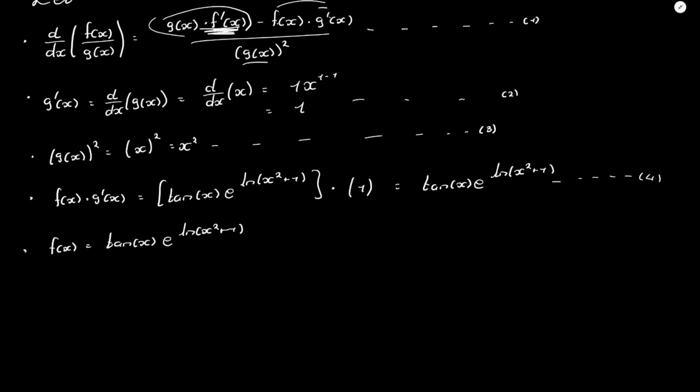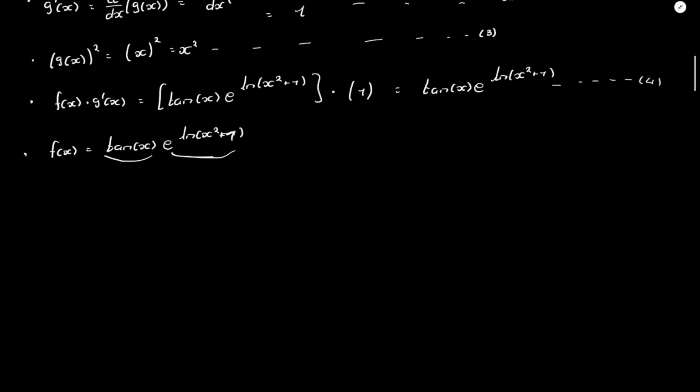So what's the first thing we can notice here? f of x is the product of two functions. One function is the trigonometric function tan x, and our second function is an exponential function with a logarithmic function inside it, e to the power ln of x squared plus 1. So first of all, we notice that f of x is the product of two functions.